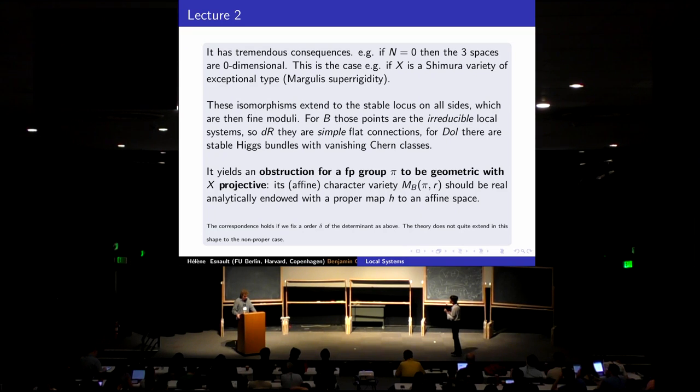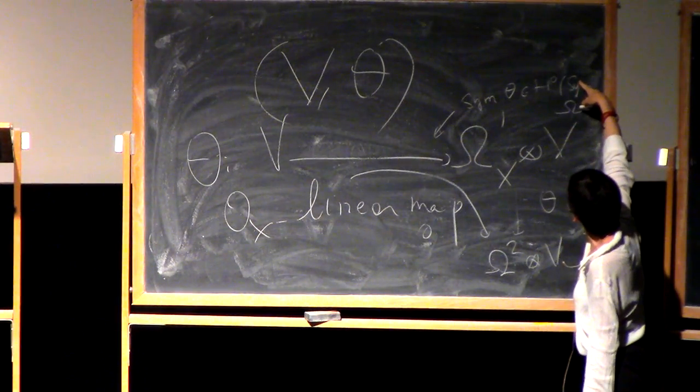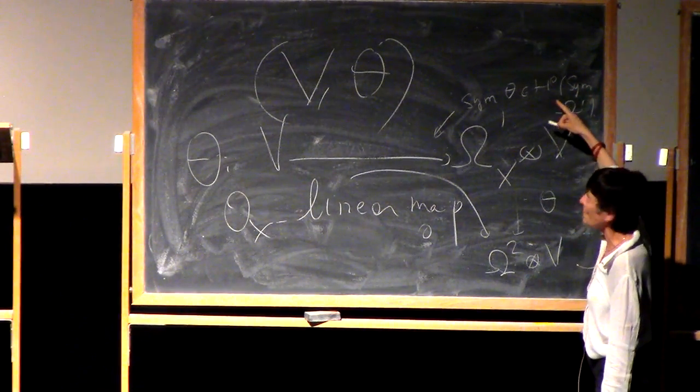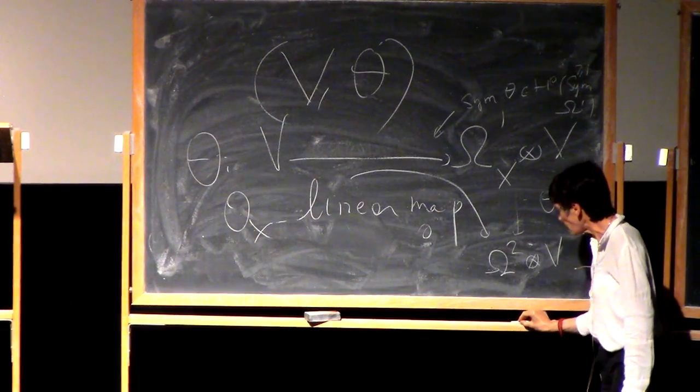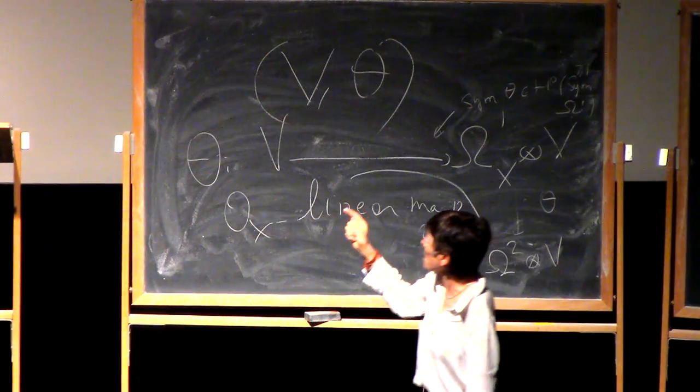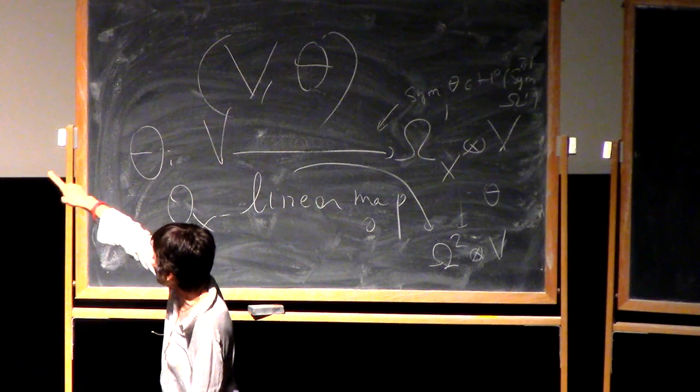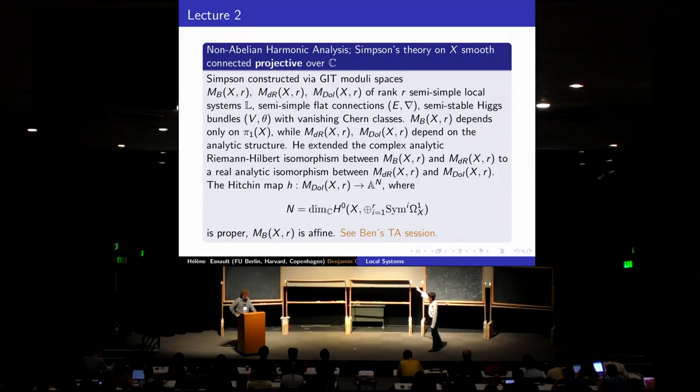For example, if n equals zero, so if you are on a variety which does not have any non-trivial symmetric differential forms, I should say here, of course, for Sym zero, this is functions, they are always functions, so I should write one here. Then you see this map goes to a point, but this is proper. So the Dolbeault moduli space is proper. But on the other hand, I was telling you that real analytically, so in particular topologically, it is isomorphic to either the Betti moduli space or the de Rham moduli space.